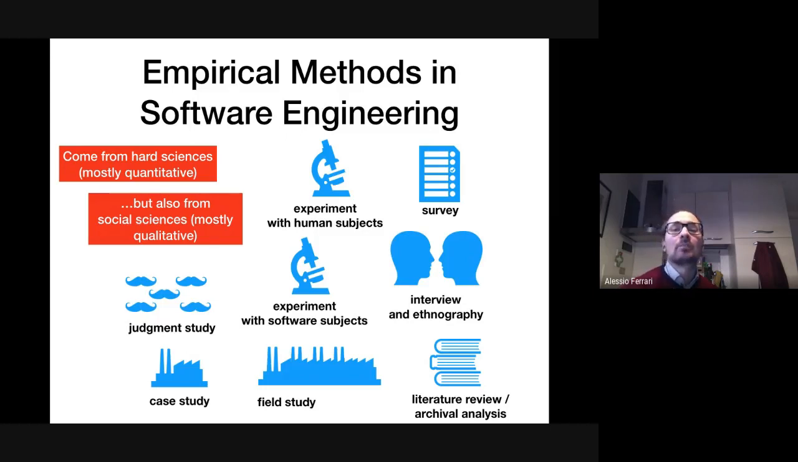You have, for example, experiments with human subjects. An experiment with human subjects is simply an experiment similar to the ones that you may have for medicines. Okay, for example, if you have to test a medicine, you take 20 people and you give them a certain medicine, and to the other 20 people, you give a placebo. Okay, in software engineering, it's the same thing, you can do it with a testing tool, for example.